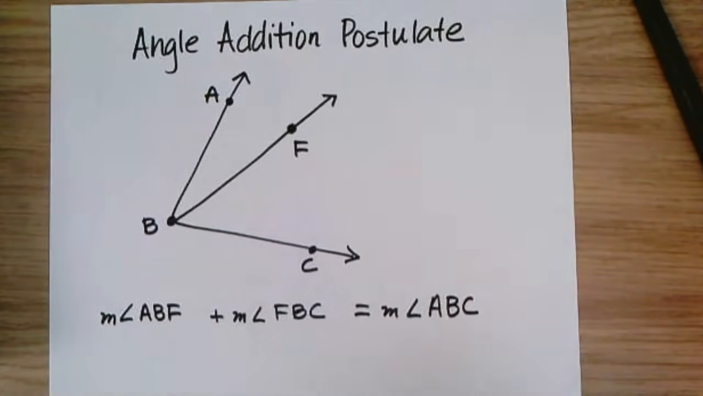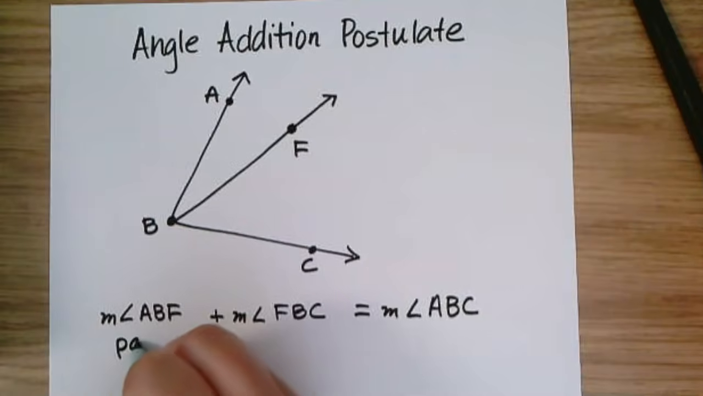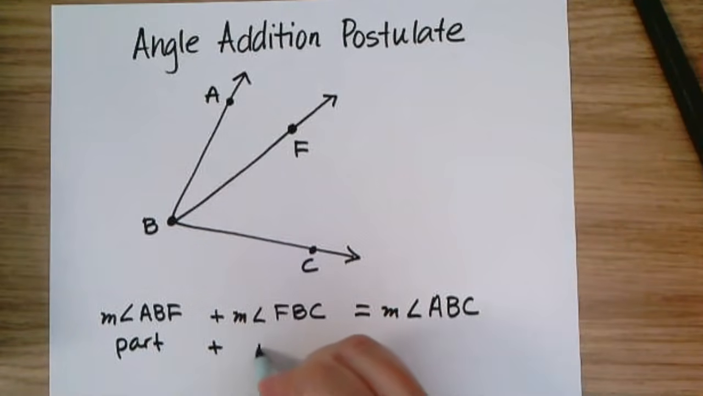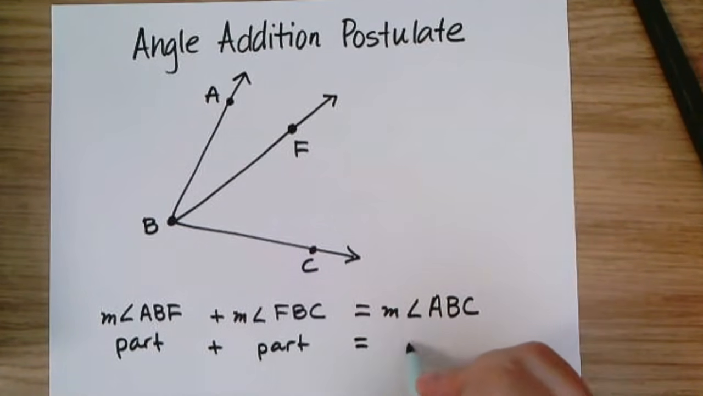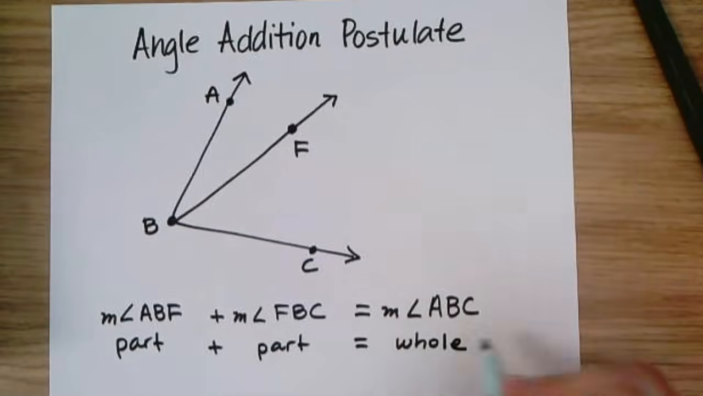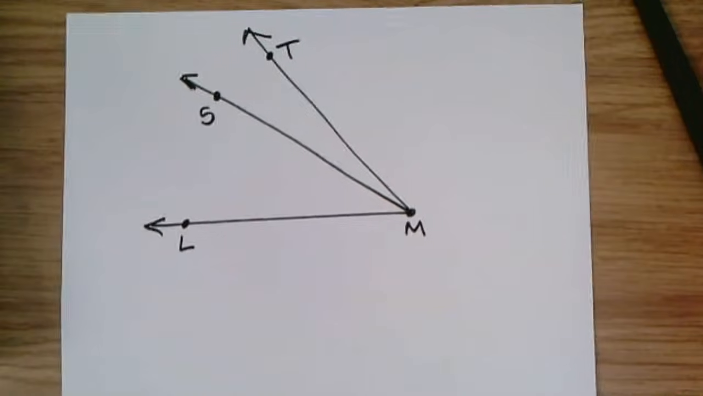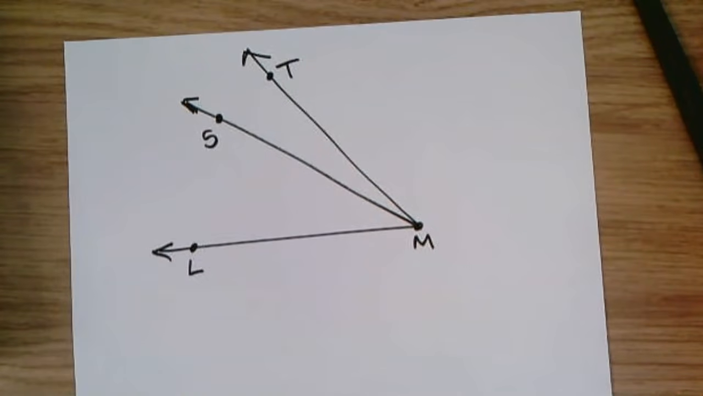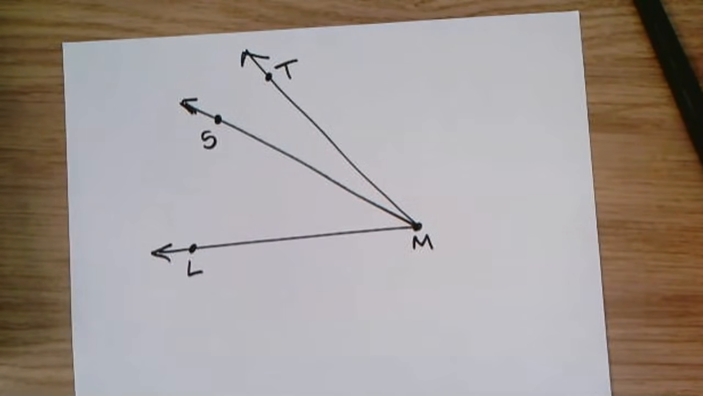Another way we can think of that, just like segment addition postulate, is that one part plus the other part equals the whole thing. The whole angle is the sum of its parts. That can be useful if we're trying to find things like missing angle measures or trying to solve equations. So in our first example, I drew multiple angles.